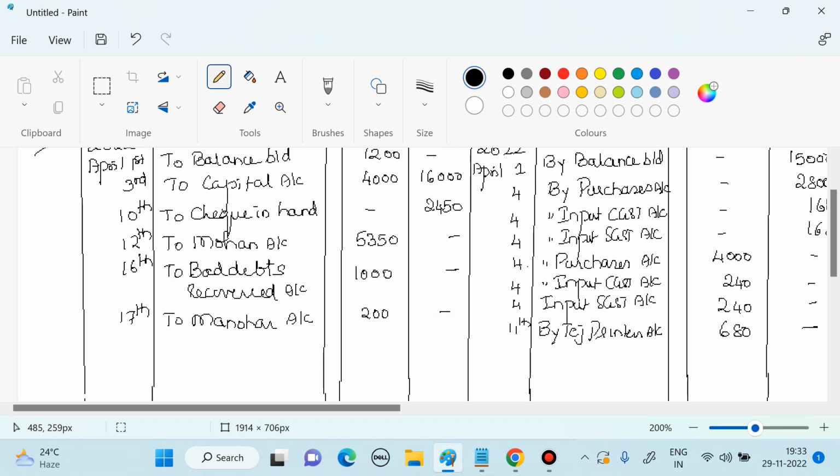The next is on April 19th. Received a check for 800 from Mukesh, which is endorsed to Nitin. So what is happening here? Check is coming in. Mukesh had to pay some money to Tarun, so he gave a check. As soon as Tarun received it, what did he do? He gave it to Nitin. Why would he give it to Nitin? Because probably Tarun had to pay Nitin.